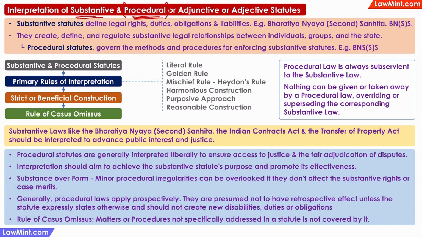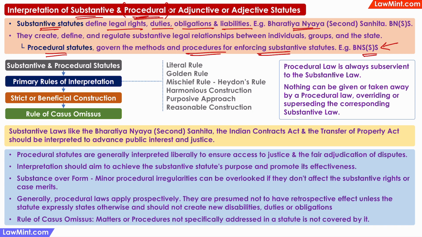First of all, there are substantive statutes, which define legal rights, duties, obligations, and liabilities. For example, the Bharatiya Nyaya Sanhita, the Indian Contracts Act, and the Transfer of Property Act are all some examples of substantive statutes. Then come the procedural laws, and as the name itself indicates, they provide the procedures for implementing the substantive laws. For example, the Bharatiya Nagarik Suraksha Sanhita provides the procedures for implementing the Bharatiya Nyaya Sanhita.